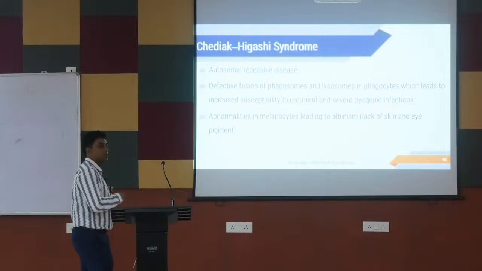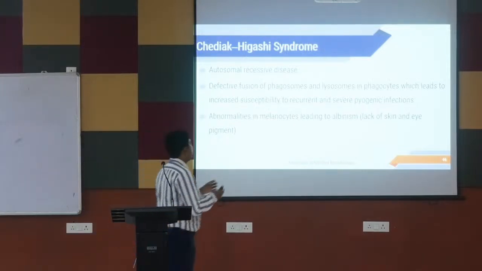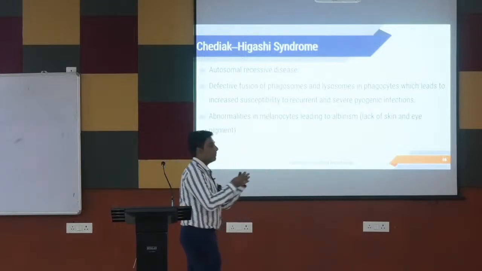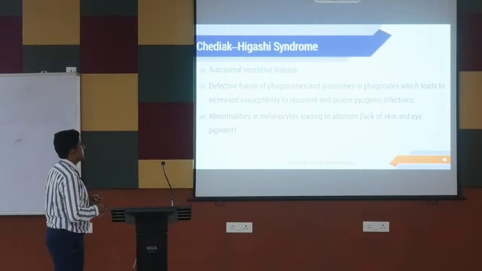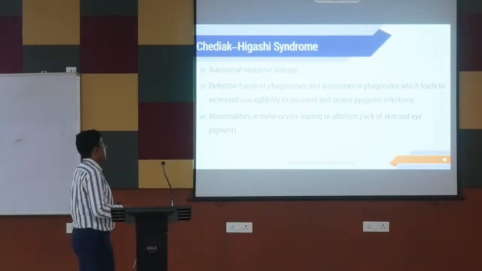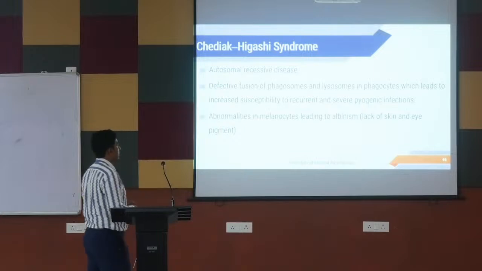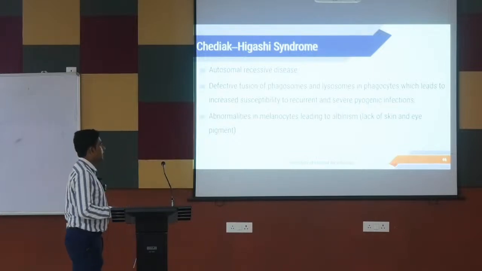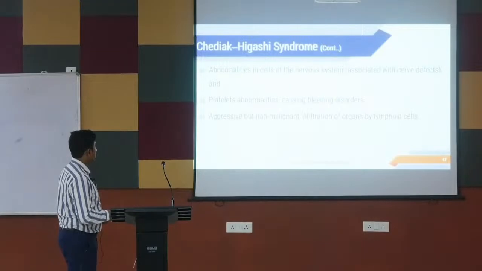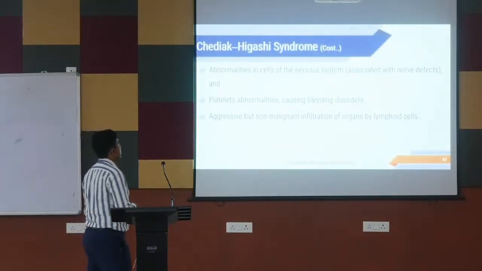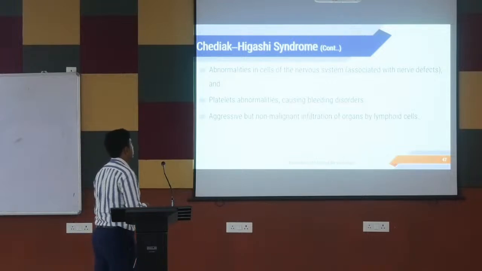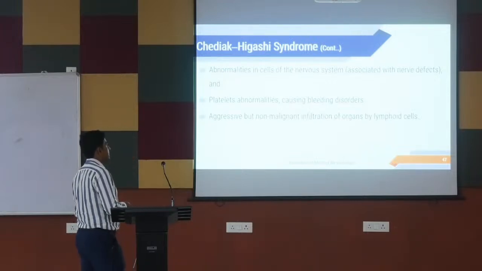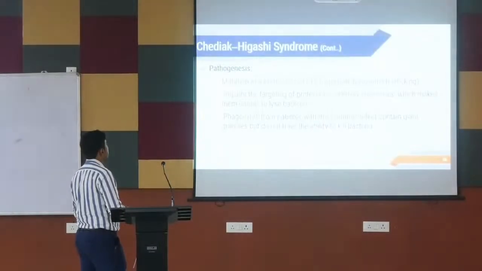Chediak-Higashi syndrome, এটাও short note আসে। This is an autosomal recessive disease where there is a defective fusion of the phagosomes and lysosomes, যেটা combine করে phagolysosome হতো, in the phagocytes, which leads to increased susceptibility to recurrent and severe pyogenic infections. Abnormalities in the melanocytes leading to albinism, lack of skin and eye melanin pigment. The abnormalities in the cells of the nervous system are associated with nerve defects and platelet abnormalities causing bleeding disorders. This is aggressive but non-malignant infiltration of the organs by the lymphoid cells.